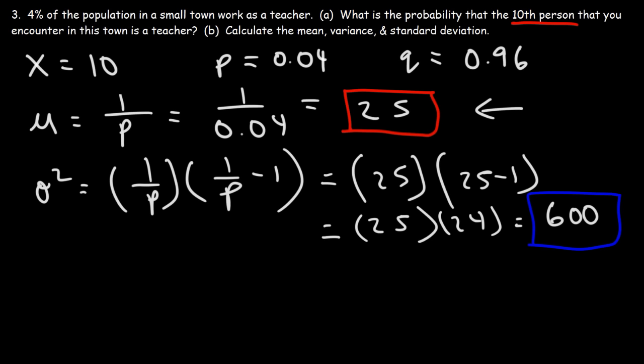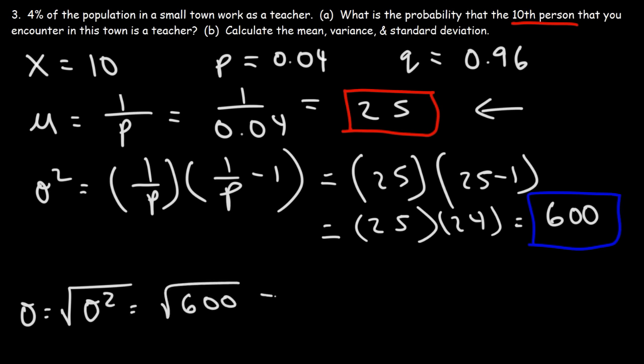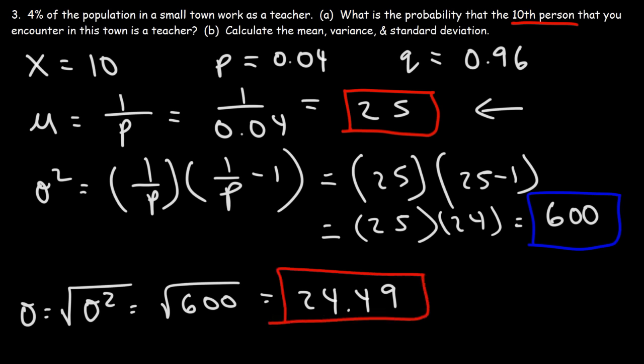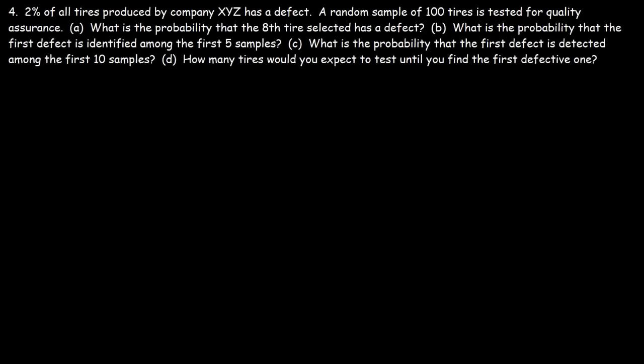Now the last thing that we need to calculate is the standard deviation. The standard deviation is the square root of the variance. So in this case, it's the square root of 600. And that's going to be 24.49. So that's it for this problem. That's how you can calculate the mean, variance, and the standard deviation.